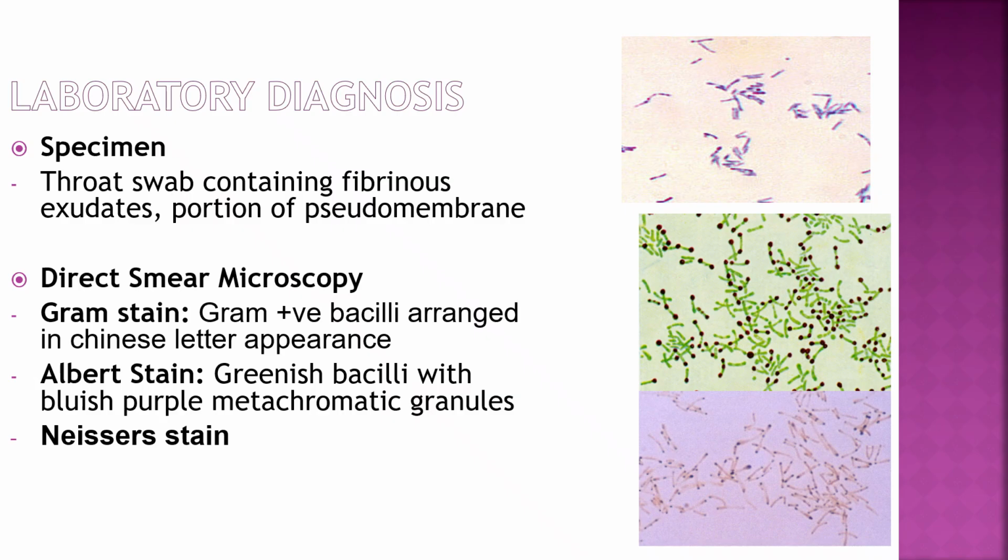First, Gram staining. In that you can see gram-positive bacilli arranged in a Chinese letter pattern, that is V or L pattern, and irregular staining with clubbing at the ends of the bacteria. In Albert stain, the bacilli are green in color, and at the ends you can see metachromatic granules. They are stained bluish black in color. In Neisser stain, you can see red-colored bacteria and the metachromatic granules are bluish in color.